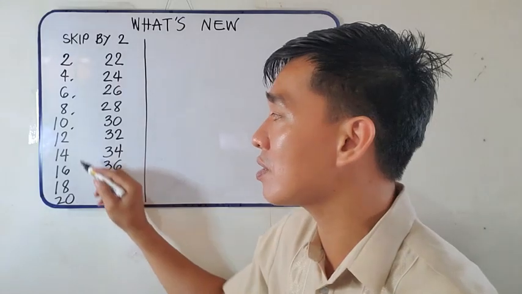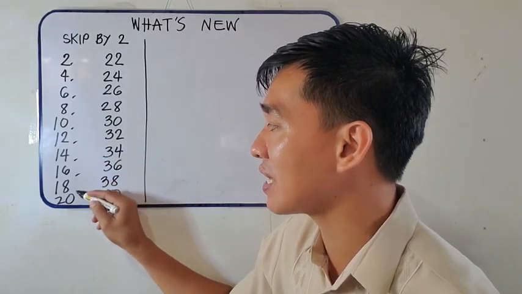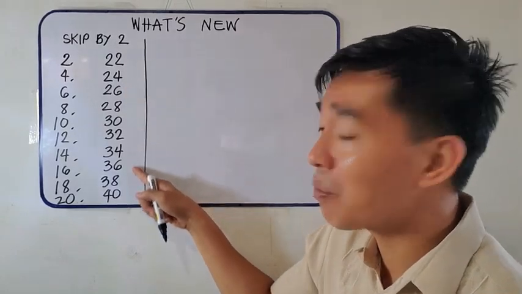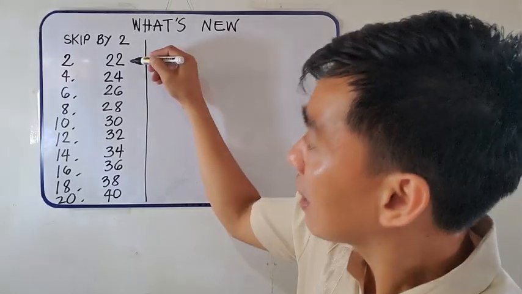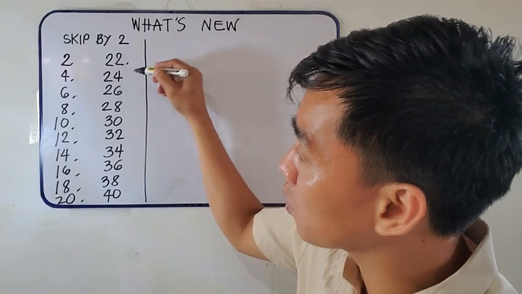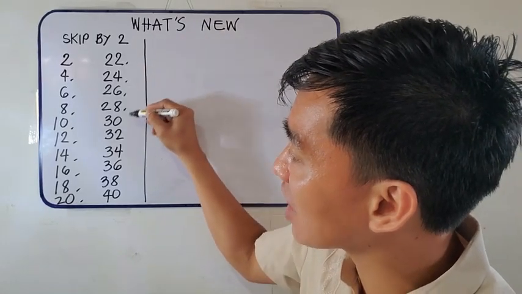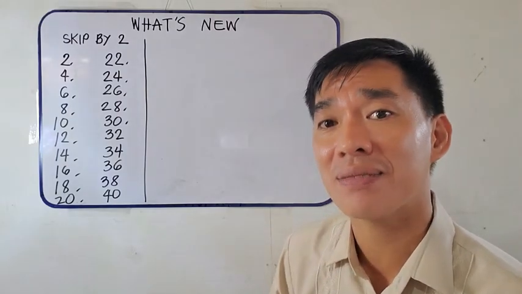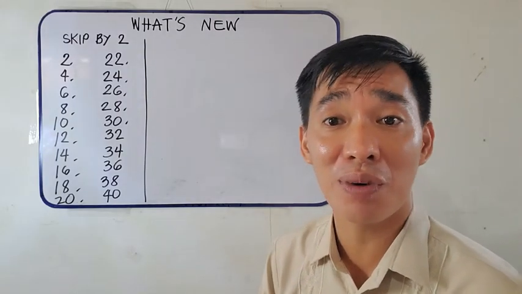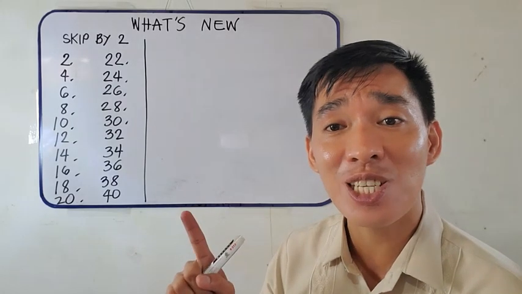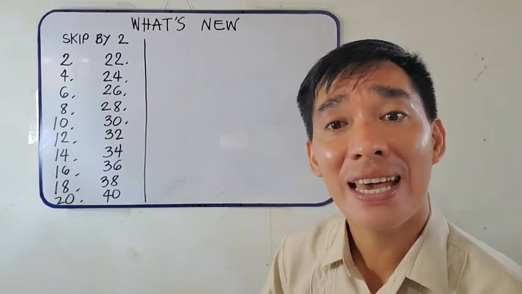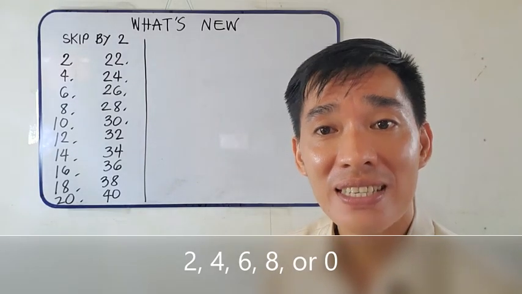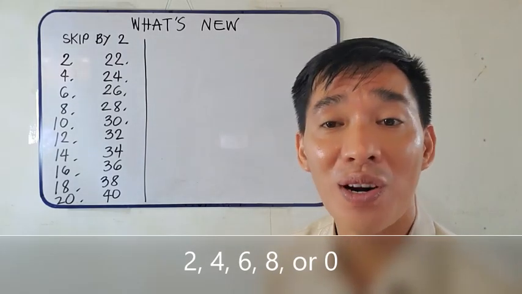Then it continues 2, 4, 6, 8, 0. Same to this, the rest of the multiples of 2 end with either 2, 4, 6, 8, or 0. So we could simply say that a number is divisible by 2 if the last digit, or the ones digit, ends with 2, 4, 6, 8, or 0.